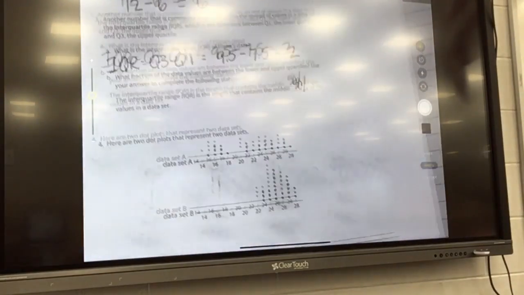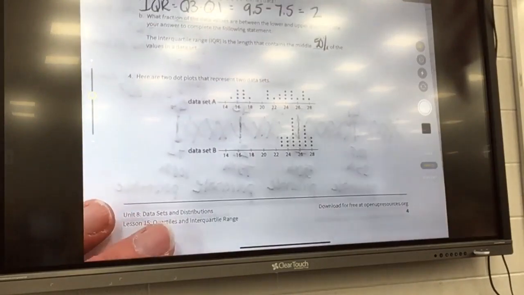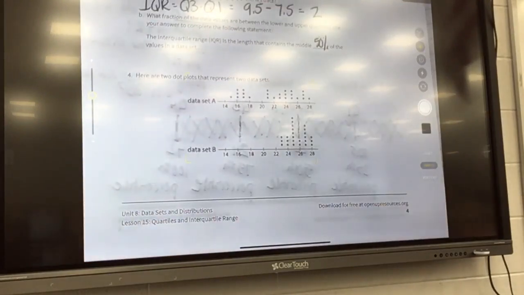I'm going to keep this paper here so you guys don't have to flip back and forth. Again, the first thing you're looking for is which data set has the smaller IQR. And you're not calculating anything, just looking at the data. Stand up if you think it is data set A. Stand up if you think it is data set B.